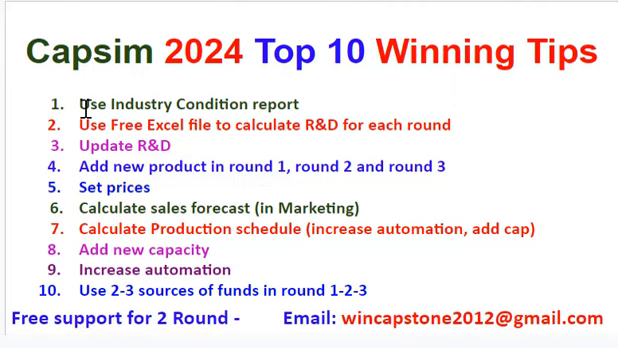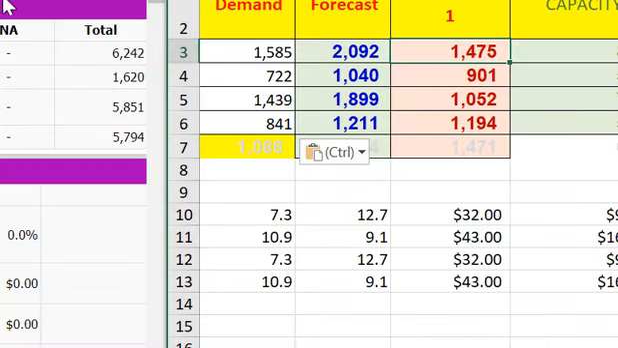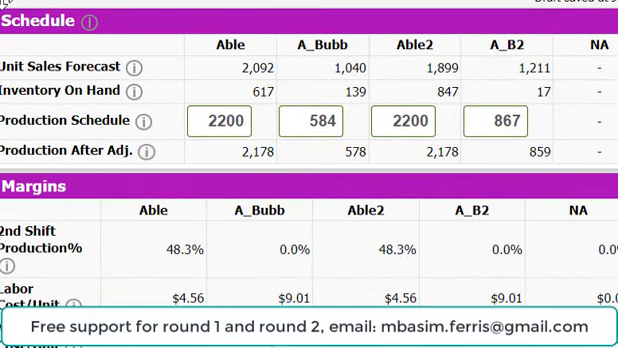So I have shown you the R&D and marketing decision, and now we look at the production, right? The production. I show you now. For production, it's quite simple because we just calculate the sales forecast already, right? So just use the sales forecast here and deduct the inventory, and then we have the production plan here, right?